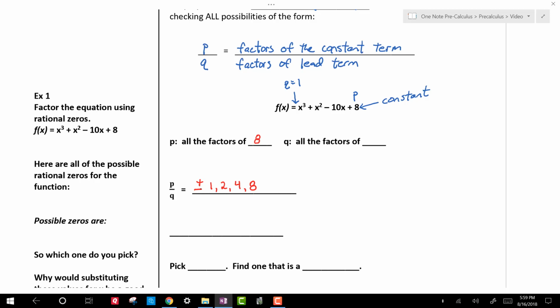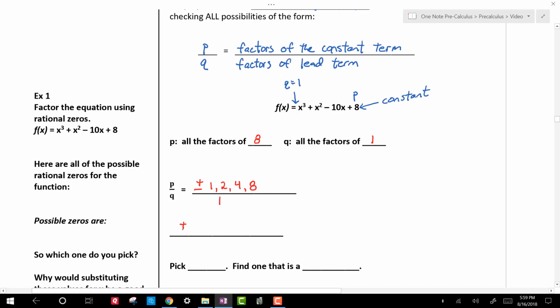The next thing, what are all the factors of q? Well, since q is 1, the only factors of q are 1. Now you can put a plus minus down here as well, but when you put plus minus on the top and the bottom, I shouldn't say they cancel each other out, but you still end up with only one set of positive numbers and one set of negative numbers. So that plus minus on the bottom doesn't really need to be there. You'll end up with the same numbers. Now, because we're dividing everything by 1, that just means I end up with the numbers in the numerator.